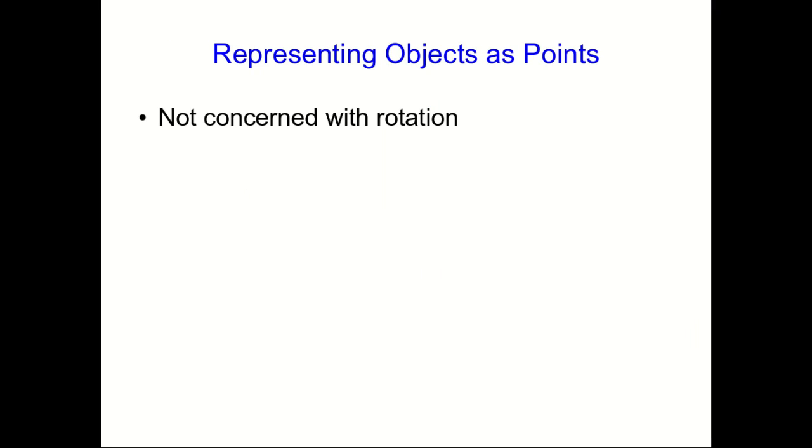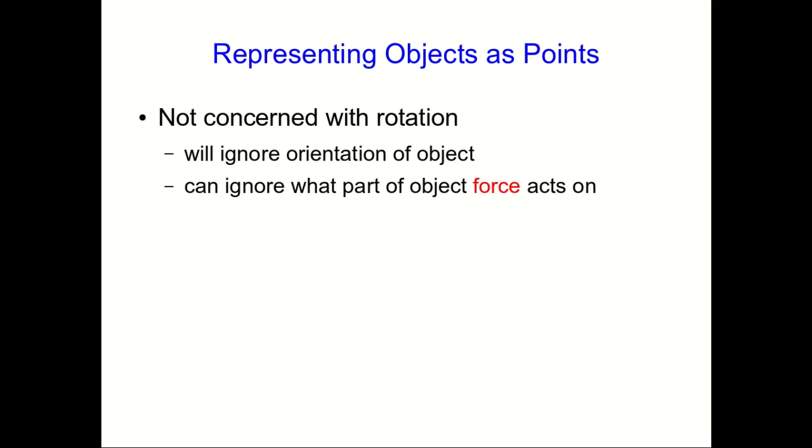So because we're not concerned with rotation, or in other words, we ignore the orientation of objects through the rest of this course, we can ignore what part of an object a force acts on. The reason is that no matter where a force acts on an object, it has the same effect on the translational motion of the object. Where it acts only affects the rotational motion.